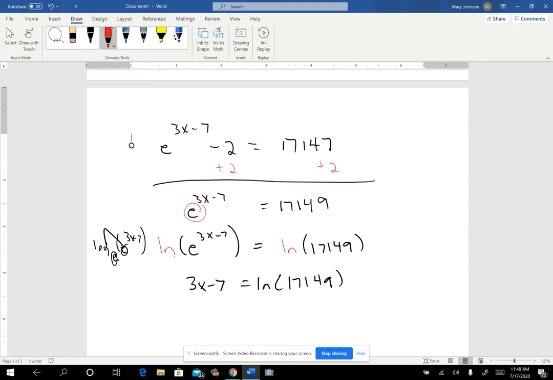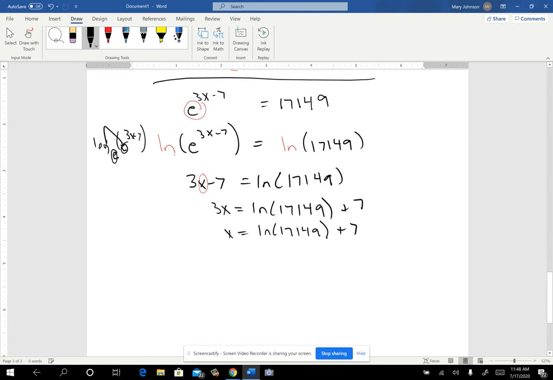All right, now we just need to continue working to undo what's been done to x. So we're going to get 3x equals ln 17,149 plus 7. And then we're going to divide by the 3. And so when we do that, we get ln 17,149 plus 7, all divided by 3. That would be your exact answer. And then you'd need to type it in.